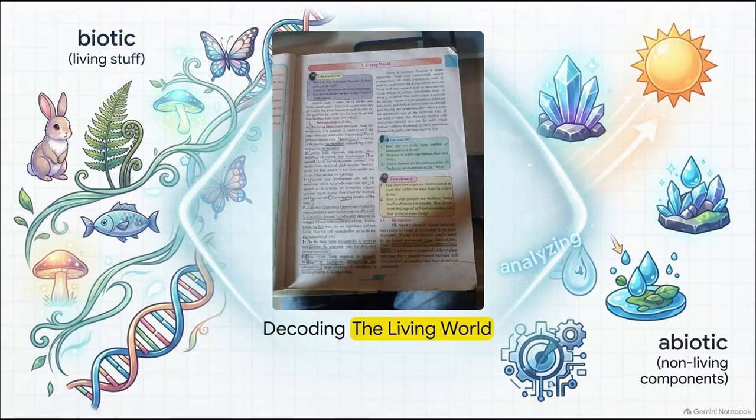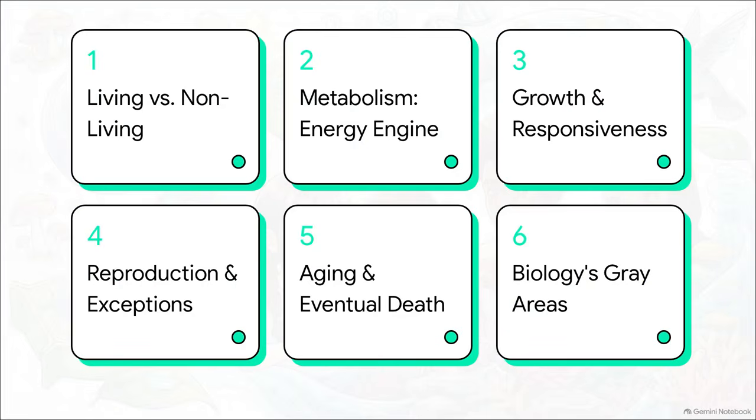To do this, we are decoding a foundational text on the living world to really separate the biotic, that's the living stuff, from the abiotic, which are the non-living components of Earth. By analyzing these specific principles, we can move past just simple observation and really start understanding life through the lens of systematic biology. Here is our detective's checklist for today.